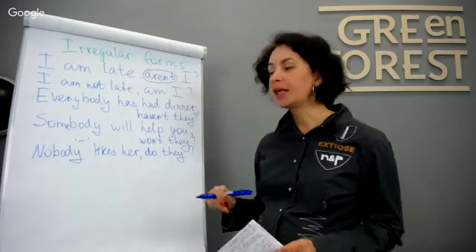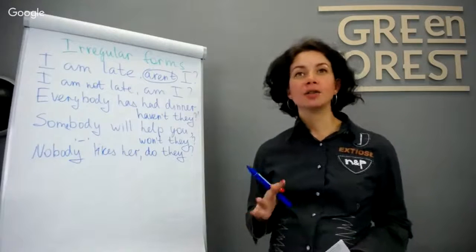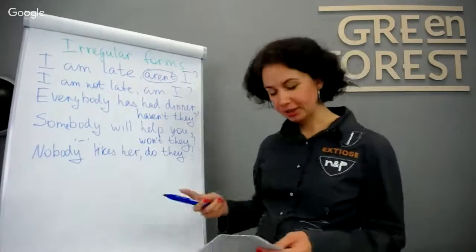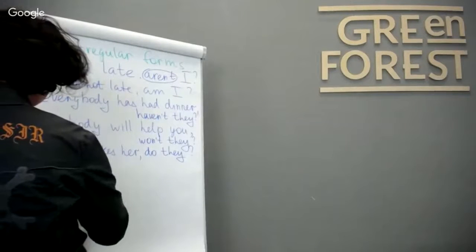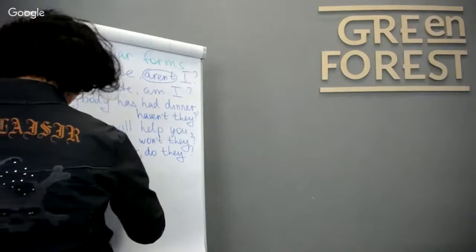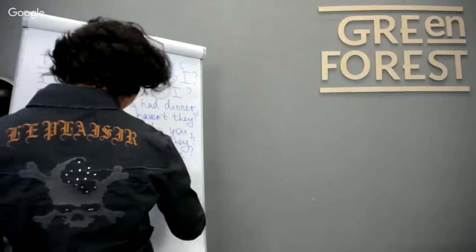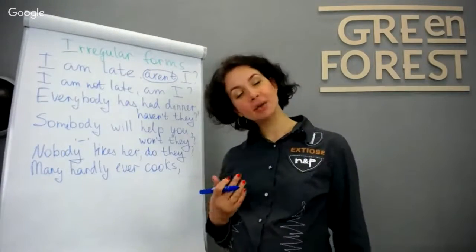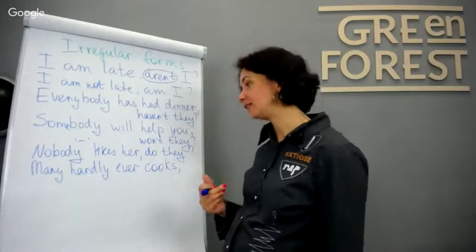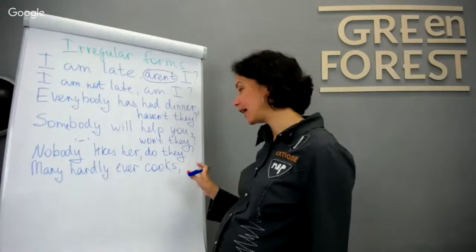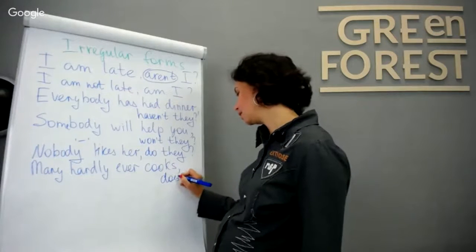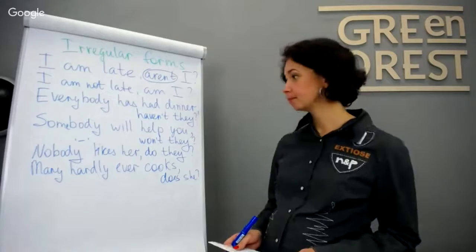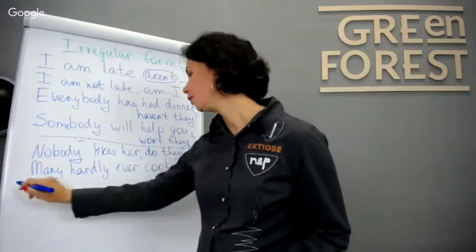Also, there is one more thing. If we have a sentence that is negative not in form, but negative in general. For example, Mary hardly ever cooks. Hardly ever, it's like almost never. And because it sounds like almost never, and never is negative, we need to create a positive tag. Does she? Mary hardly ever cooks. Does she? Okay, so this is about negative things.